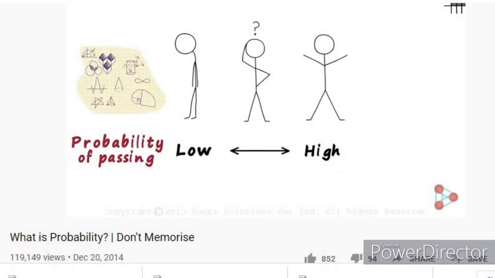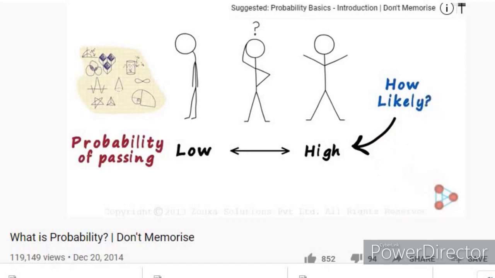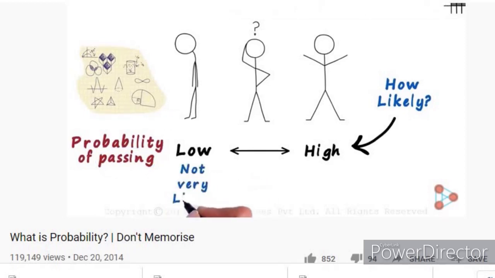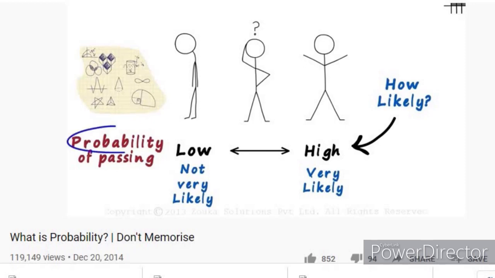So the probability just tells you how likely it is for an event to occur. Here, the event is passing the exam. In the first case, the likelihood of passing is not very likely. In the second case, the likelihood of passing is very likely. And here, the likelihood of passing is somewhere in between. But none of them are sure. They are just telling us what they feel and what is the most likely outcome. That's probability.